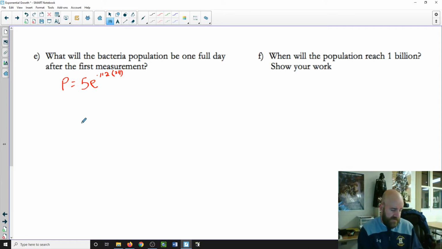This is 5e to the 0.112 times 24. We're going to get 73.511. Now remember, our equation outputs numbers in terms of millions, so this is in millions, so we have to write that out.